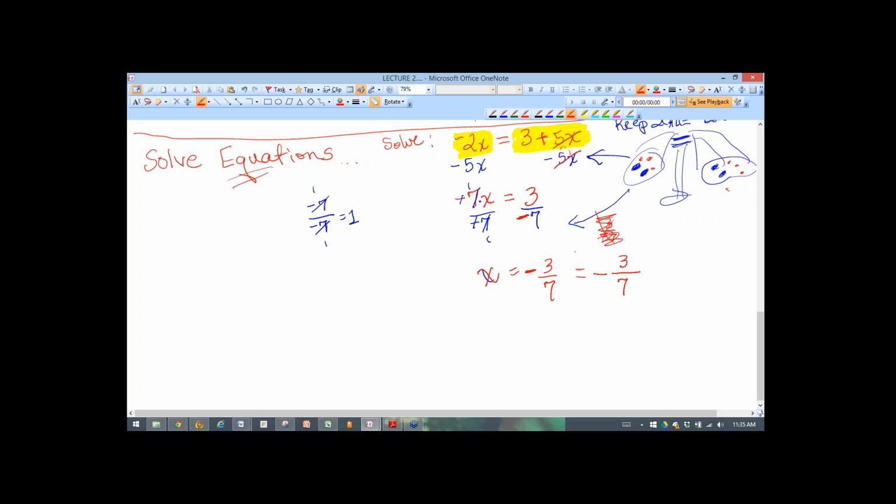Okay? All right. So let me put an "or" instead of the equals on there. Okay, so "or." Either of these would be correct.